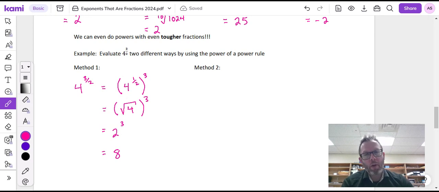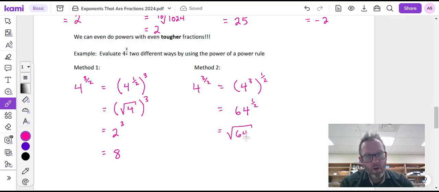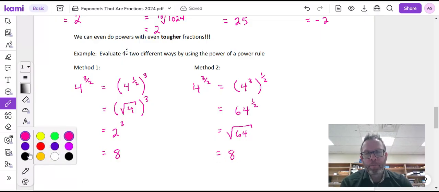Now, this wasn't the only way to do it. A second way to write this would have been to do 4 cubed and then raise that to the power of 1/2. That's the same idea. 4 cubed is equal to 64. So you do the cubed first, and then you do the exponent of 1/2, which means to do square root.